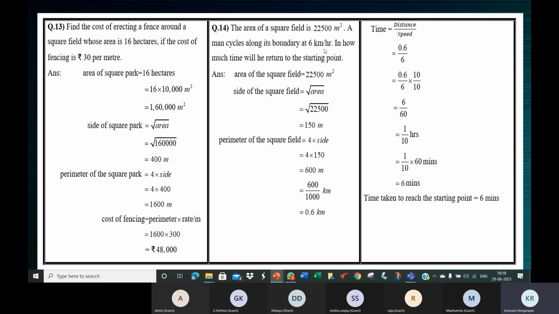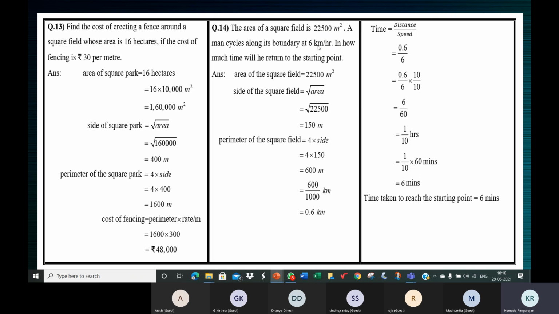And you know that speed is equal to distance by time. So from that, you know that time is distance by speed. So you have to find the time. In how much time will he return to the starting point? That means if he's cycling at 6 kilometers per hour, how long will he take to go one round along the boundary?